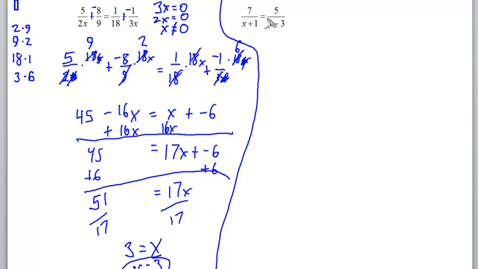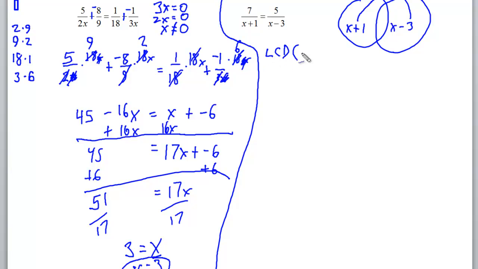Alright, now in this case, we've got x plus 1 and x minus 3. In the Venn diagram of common denominators, these have no overlap, because I've got x plus 1 and x minus 3, so there's nothing that these have in common. So I have to multiply the left side to get the right side to get the left side. So my least common denominator here is going to be x plus 1, x minus 3. So I'm going to multiply everything by x plus 1, x minus 3.